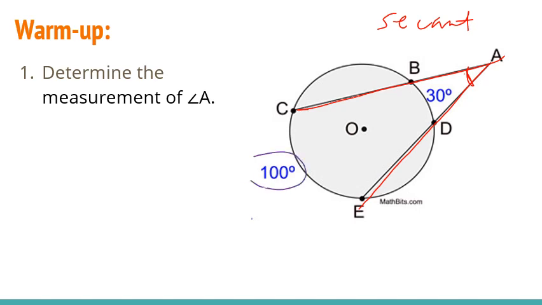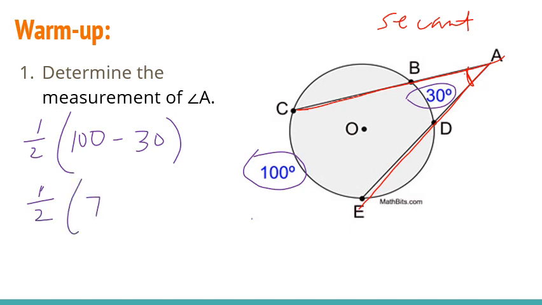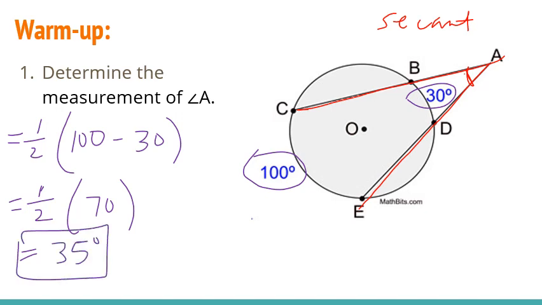To calculate the measurement of angle A, you're going to take 1/2 of the difference between these two arcs. So you're going to subtract these two arc measures and divide that by 2. So you're going to get 1/2 of 70, which is 35 degrees, if you divide 70 in half. So that's when you have two secant lines forming an angle.